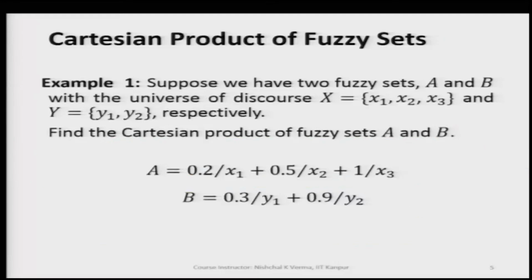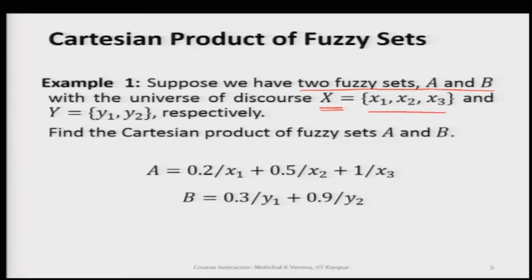Let us take an example here to understand this better. So, if we take an example like this, here we have two fuzzy sets, capital A and capital B, and the universe of discourse capital X, which is equal to x1, x2, x3, meaning we have three elements in the universe of discourse, and in the universe of discourse capital Y we have y1 and y2.